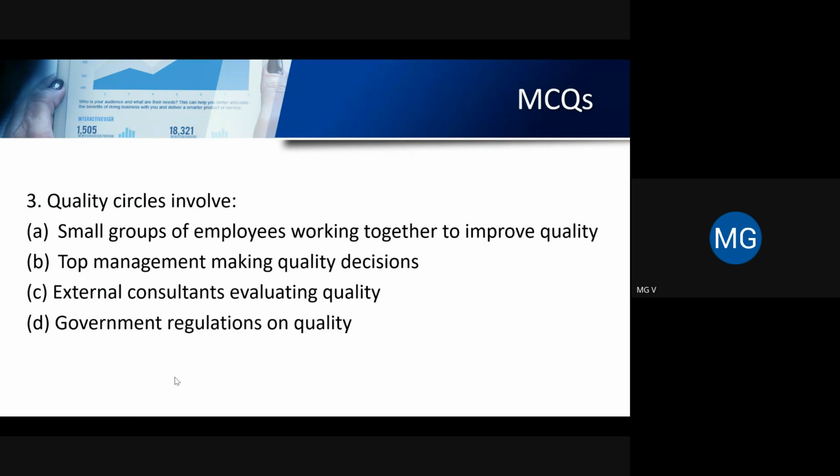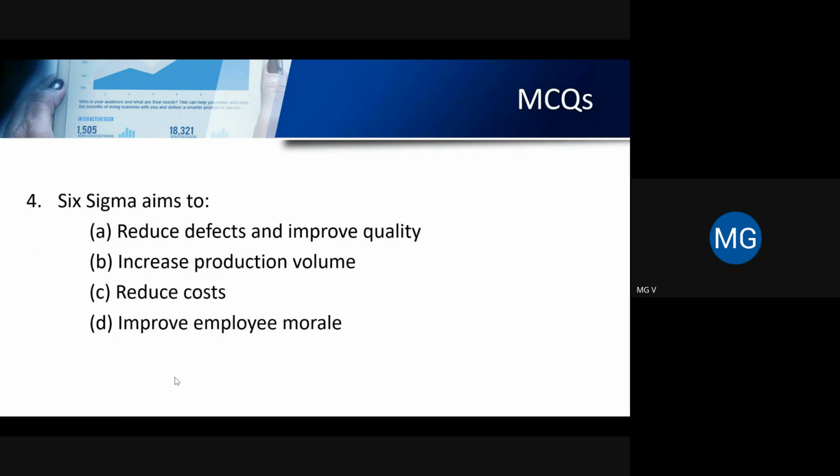Quality circles involve small groups of employees working together to improve quality, top management making quality decisions, external consultants evaluating quality, or government regulations on quality. Small group of employees working together to improve work. Very right, sir. It is a small group of employees working together to improve quality. Six Sigma aims to reduce defects and improve quality, increase production volume, reduce costs, or improve employee morale. Reduce defects and improve quality. Very right.